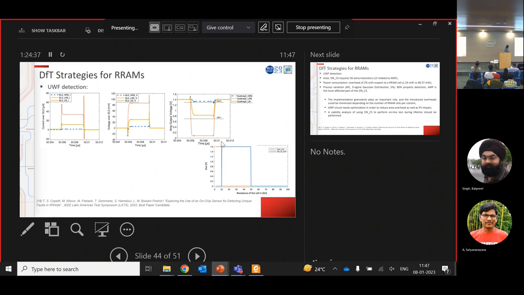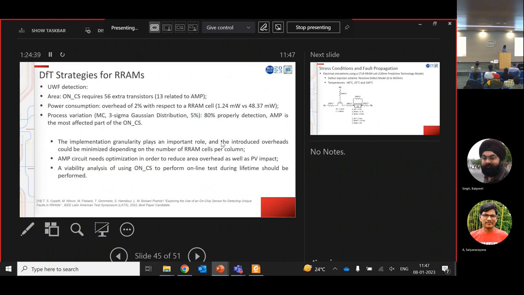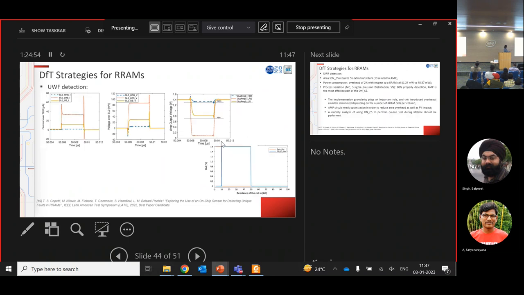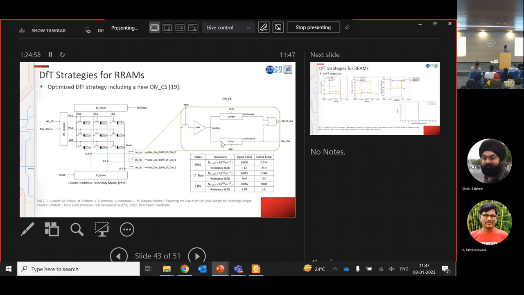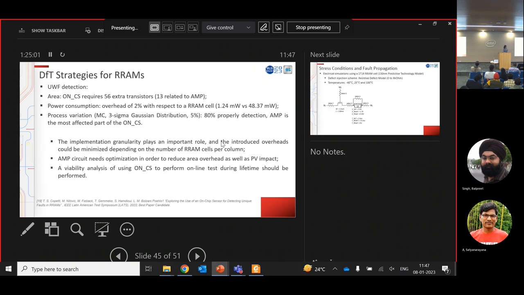But again, what were the problems with this kind of approach? The main problem of the sensor is the area, okay? That's the reason why you needed to explore different implementation granularity. Was the process variation associated to the amplifier here? This part is an analog device, which means that, of course, you are going to have an impact related to process variation. So it's able to detect, okay?